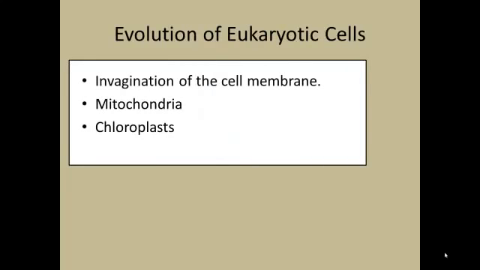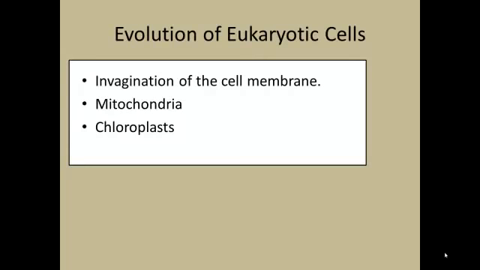To finish up, let's talk about the evolution of eukaryotic cells. It's speculated that the nucleus came from an invagination of the cell membrane. Invagination means a little bleb or a little pocket in something. Like if I had a balloon and I stuck my finger into it, my finger poking into it would be an invagination. So what they think happened is there is a bleb of membrane that went around the chromosome of eukaryotic cells and eventually pinched off to form the nucleus.